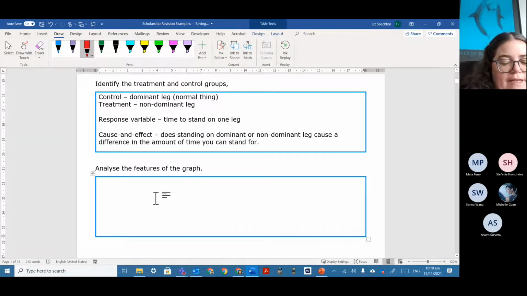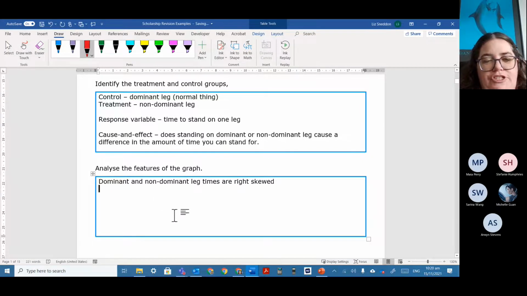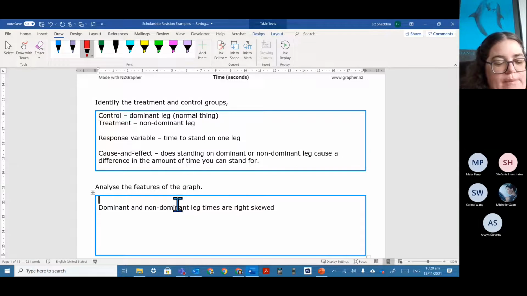So in terms of my features there, when you're in the exam, you just want to write down kind of a bullet points idea, that you do it quickly but get the main ideas across, and you don't need to stress about it like in internals when you had to write lots and lots of detail. So I can say dominant leg times and non-dominant leg times are right skewed. So that's my shape. Then I also want to talk about center.